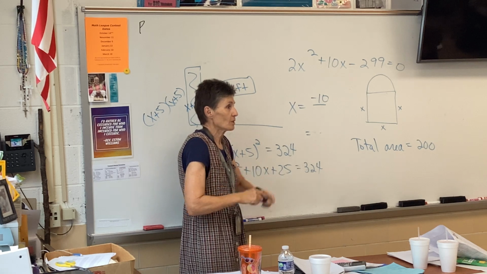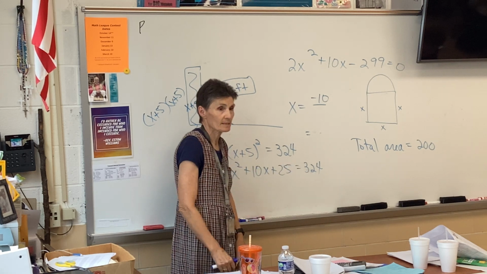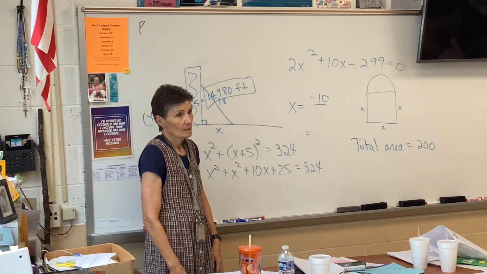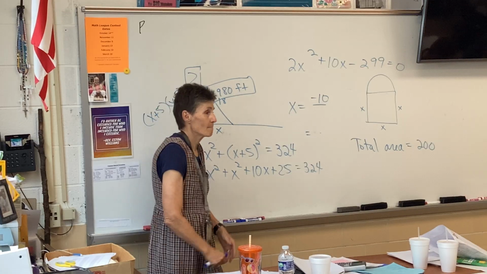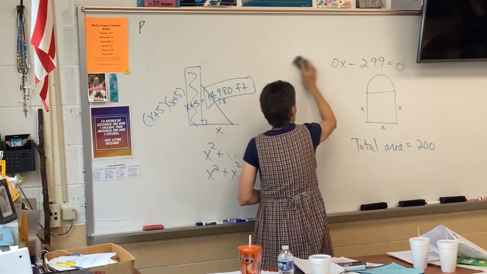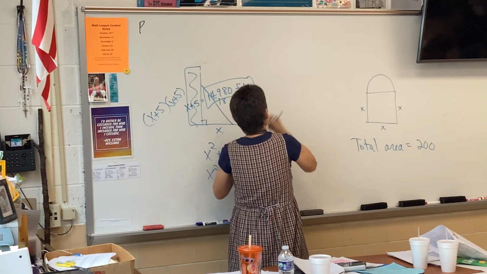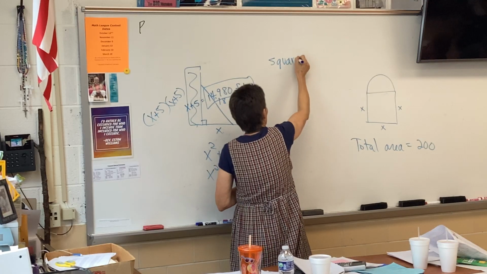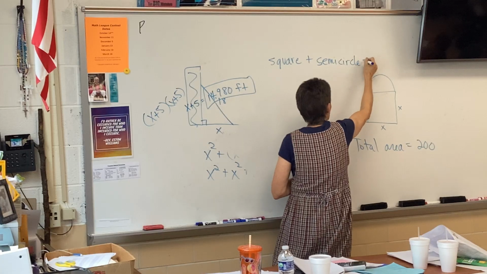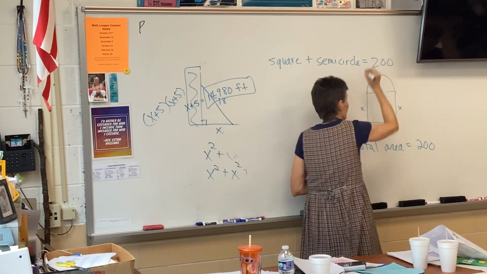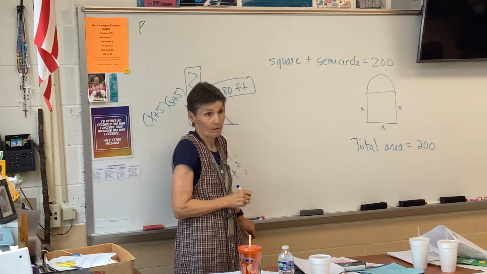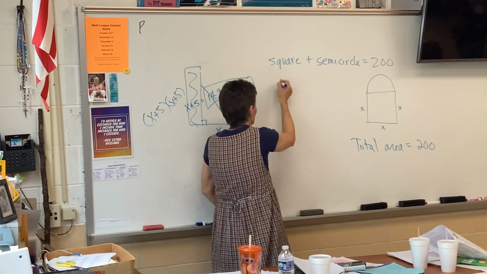All right, this is going to determine women from girls, men from boys time. Here we go. We can do this. We need the total area. So that would be the area of the square plus the area of the semicircle, and that has to equal 200. What's the area of the square? x squared.